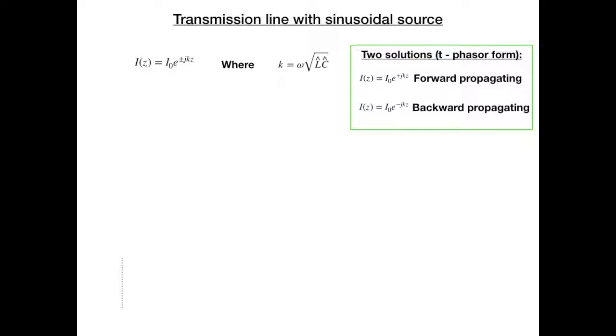To summarize, we have two solutions, one with a plus and one with a minus. They are both valid. The plus solution is related to the forward propagating wave in the z direction, and the minus is related to a backward propagating wave in the minus z direction. Now, if we want to go back to the expression without phasors, we get the form of the current wave explicitly with z and t. The relation between the velocity of the wave, the wave number and the angular frequency is given in these formulas.